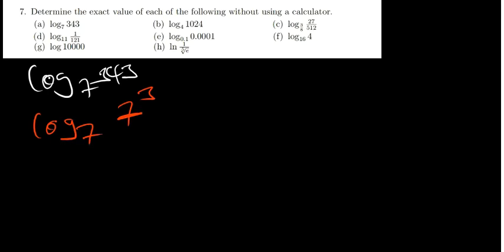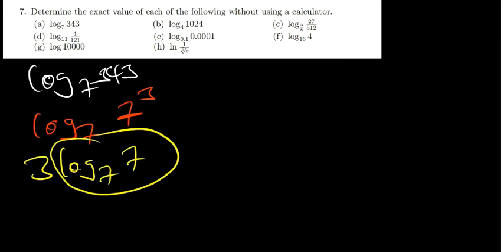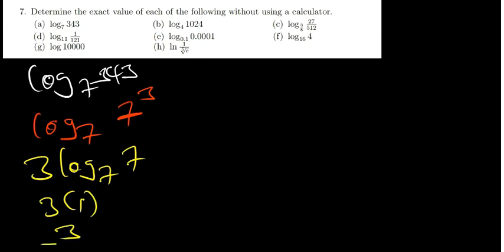Now the property of log allows us to shift the power to be in front. I'm going to have 3 log base 7 of 7. This part here is going to give us 1. So we're going to have 3 times 1, which is going to be 3. So the exact value of this is basically 3.